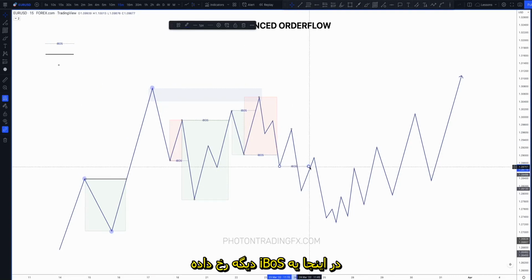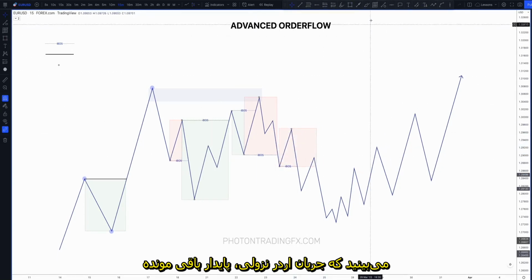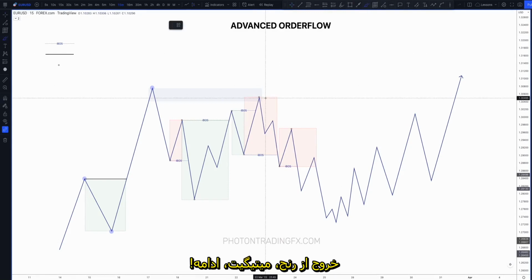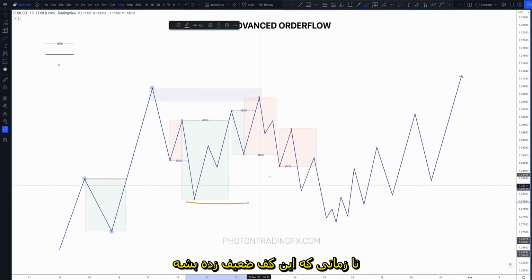So we get another break of internal structure here, which gives us what? It gives us another internal supply range, right? So you can see the bearish order flow sustaining itself. So we get the initiation, mitigation, continuation, which is obviously the initiation out of that new range, mitigation, continuation, right? Until we take out this weak low.